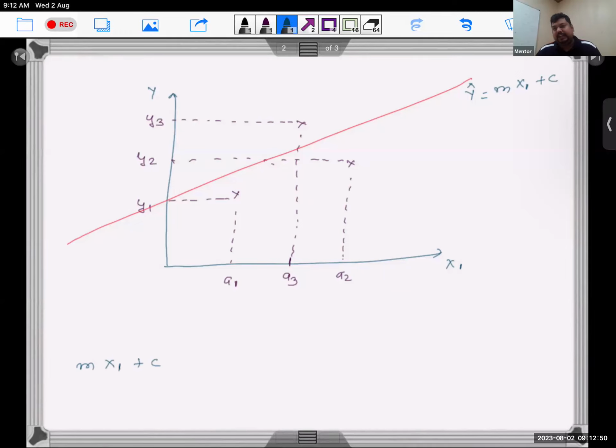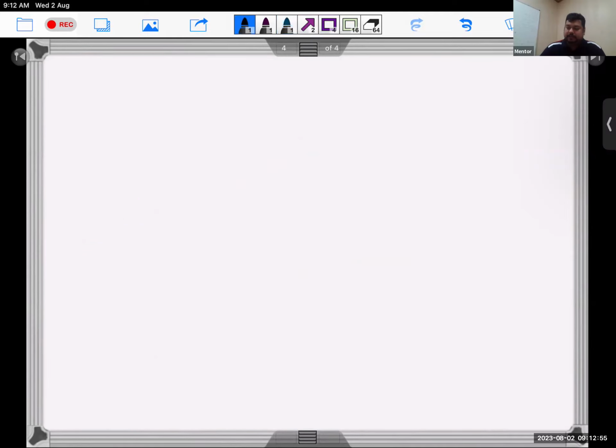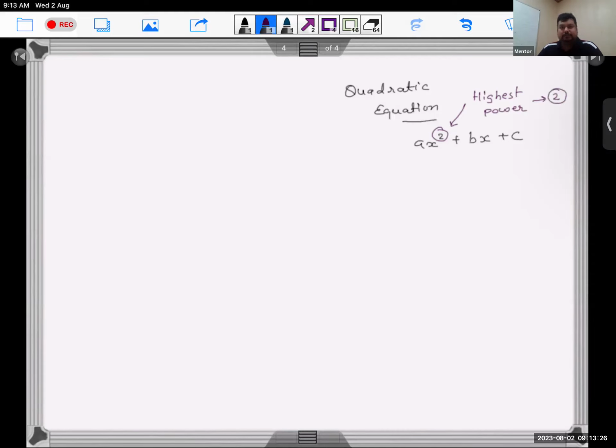Can you tell me the generic quadratic equation? How do you write a quadratic equation? Ax square plus bx plus c. Correct, that's how we write it. Why is it called quadratic? Because the highest power of the variable is 2. Listen to this very carefully. The highest power is 2. Keep this in mind. That's why it's called quadratic.